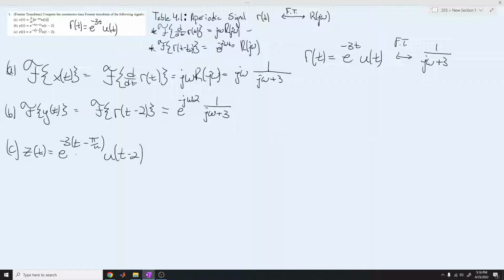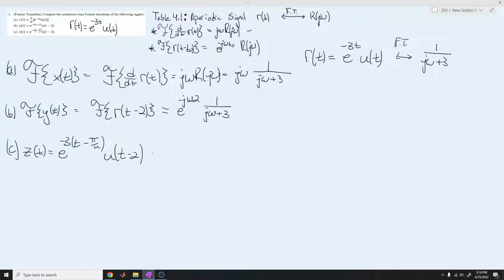We can't really play with this one. This is telling us when it's on and off. But what we can do is play around right here. We can figure out how to make this look like this. And how do we do that? Well, if we subtract 2 from t and we also add 2 to t, then we're not adding anything at all, and we haven't changed the equation.